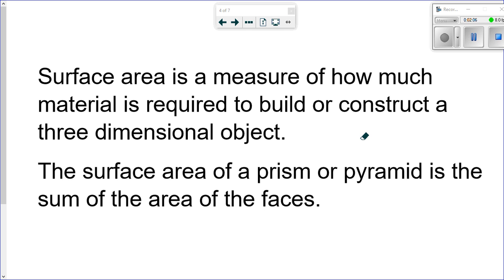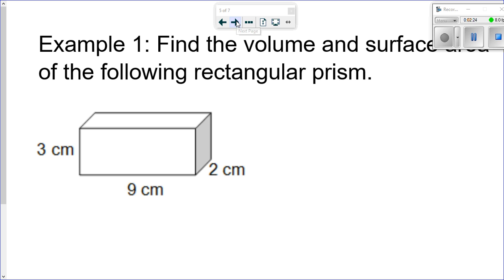Surface area is a measure of how much material is required to build or construct a three-dimensional object. The surface area of a prism or pyramid is the sum of the area of the faces. So if you're building a house, once you put the frame up, how much plywood do you need? How much aluminum siding do you need? That's the surface area. So find the volume and the surface area of the following rectangular prism.